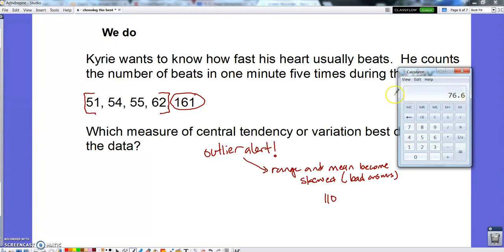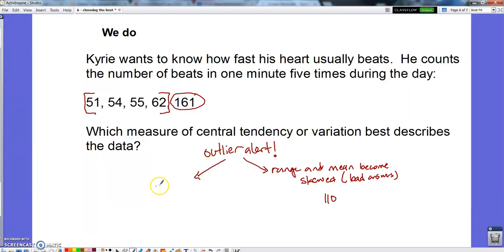And that's a terrible answer. His heart was only one time all day actually beating that fast. Once. So the mean just got skewed because of that one really fast point. And so no mean, no range when you see an outlier. Because that's just terrible. I mean, his heart never beats that fast except once in the entire day.